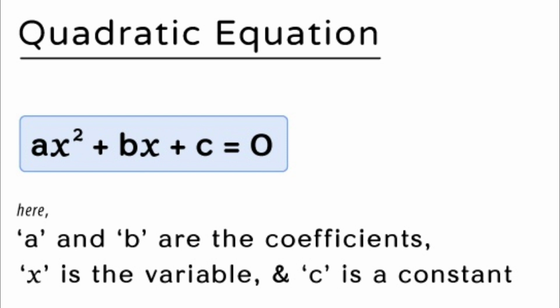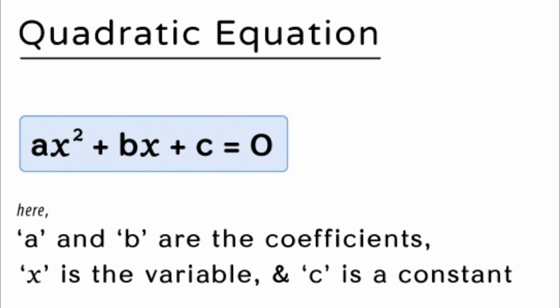Why is it a quadratic equation? Because the degree of this equation is 2. It means the maximum power of the variable in this equation is 2. Now, name the variable in this equation. The variable is x and its maximum power is 2. So, it is a quadratic equation of one variable.